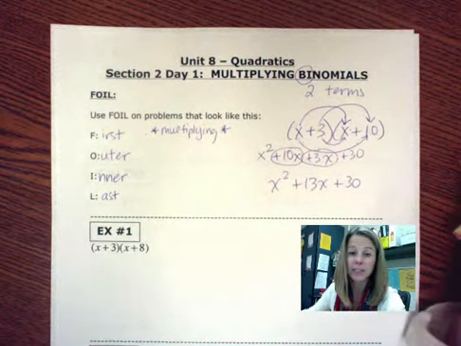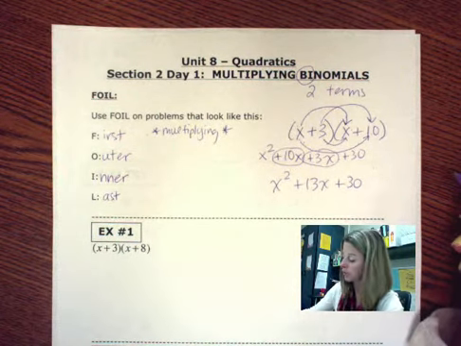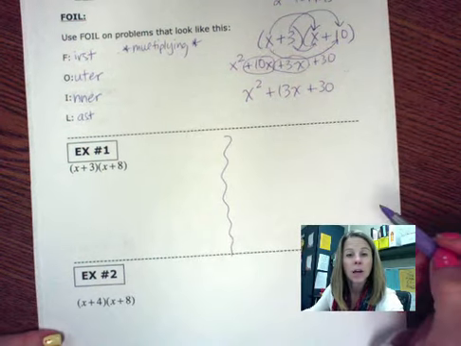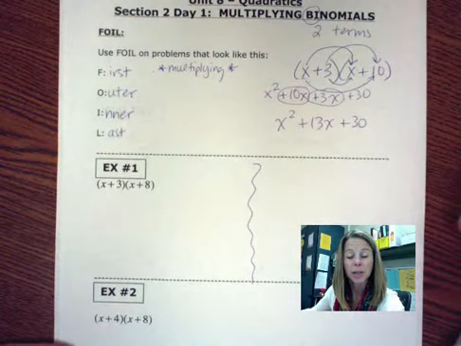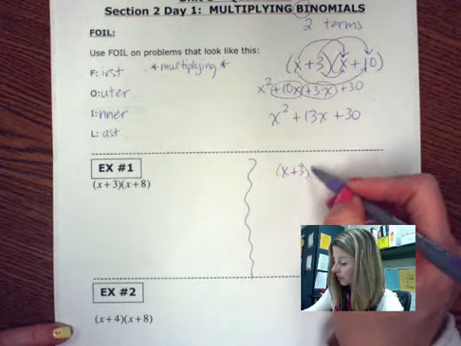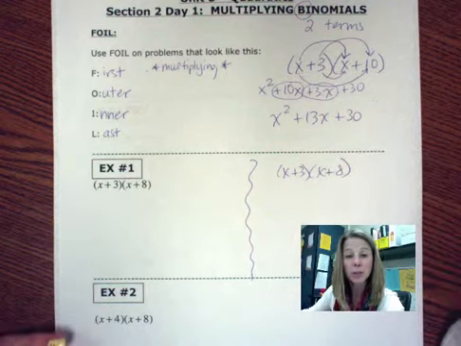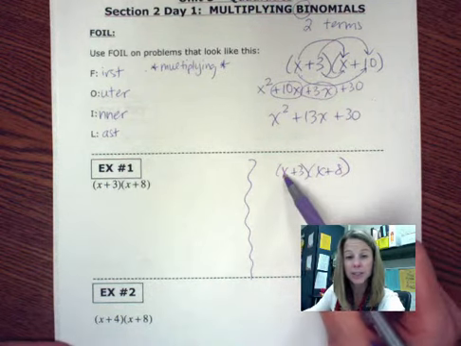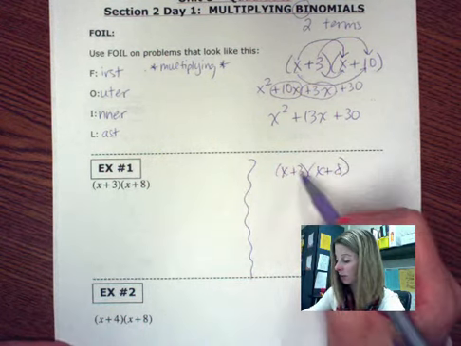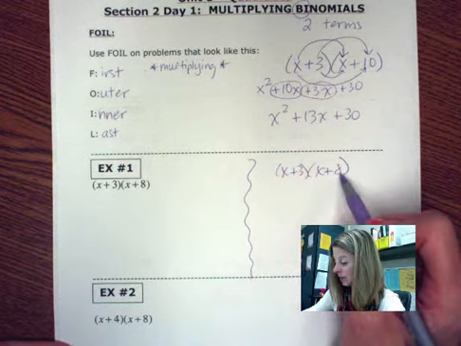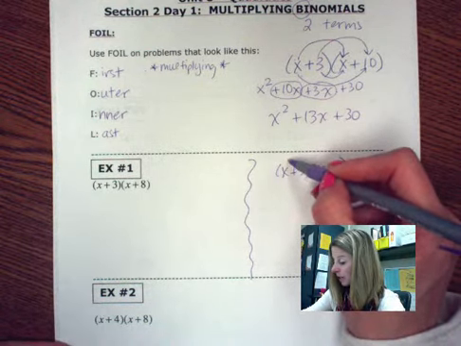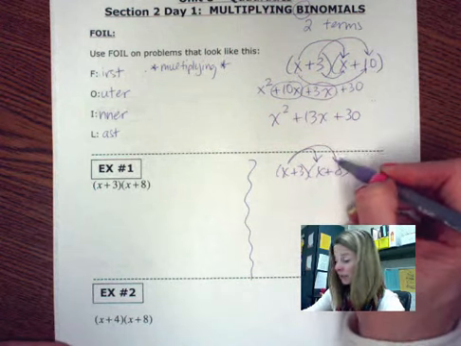Now, FOILing is just a fancy way to distribute. Okay, so I want to show you on example 1 another way to accomplish FOILing without thinking about first, outer, inner, last. So I'm going to rewrite the problem over to the side. So the goal here is I need to multiply the first x by both the x and the 8 in the second set of parentheses, and then go back and grab the 3 and multiply by the x and the 8. So I'm going to draw my arrows and lines a little different. I'm going to have to multiply x times x and x times 8.